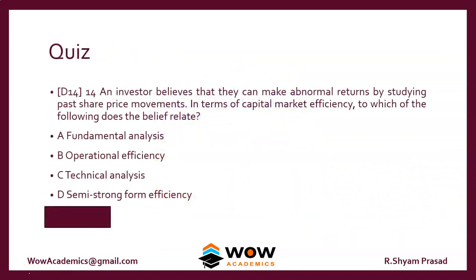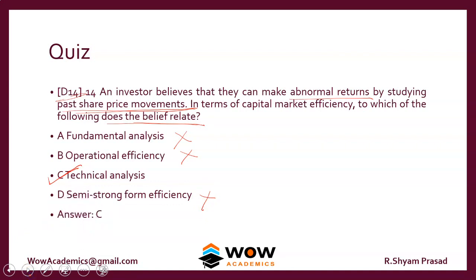So we look at a quiz now. This question was asked in December 2014. An investor believes that they can make abnormal returns by studying past price movements. In terms of capital market efficiency, to which of the following does the belief relate? Okay, so someone feels that they can make money through past share price movement. They believe in technical analysis. Fundamental analysis is using annual reports. Operational efficiency is not a valid choice. Technical analysis is what they are trying to make money from. Semi-strong is again not a choice. So let's look at the answer. The answer is C.